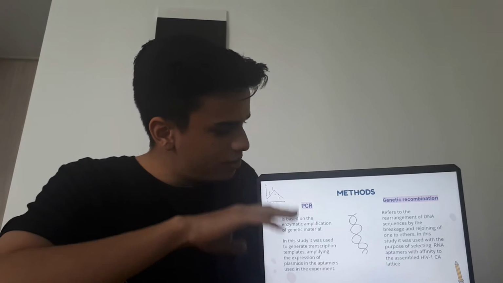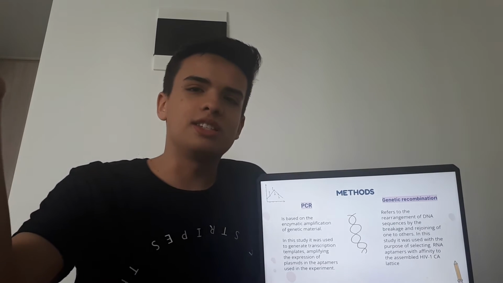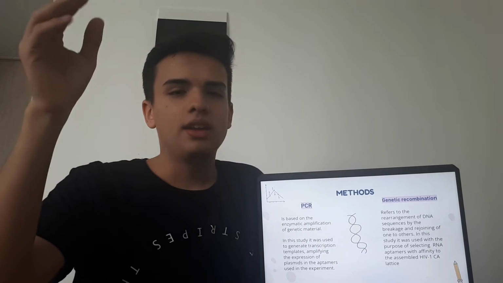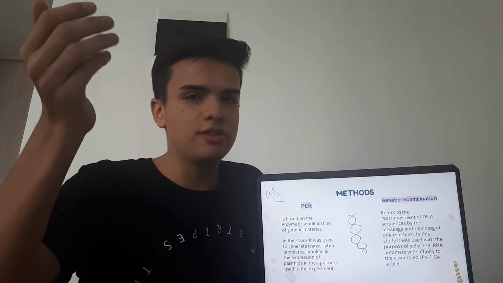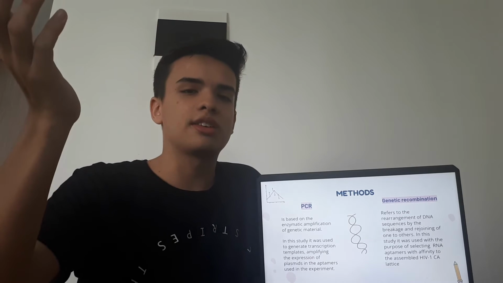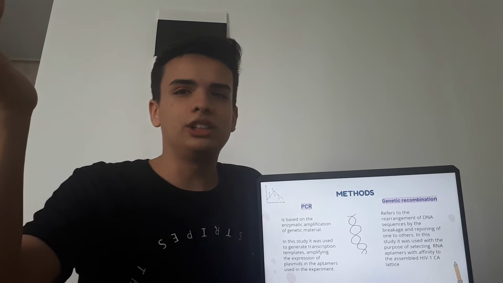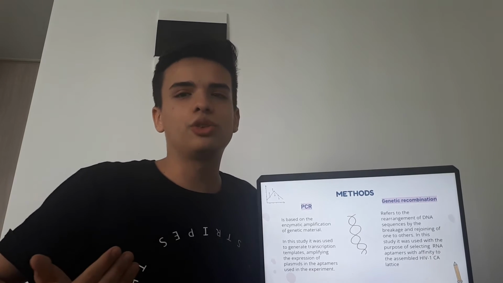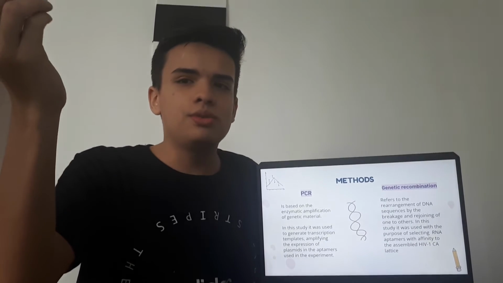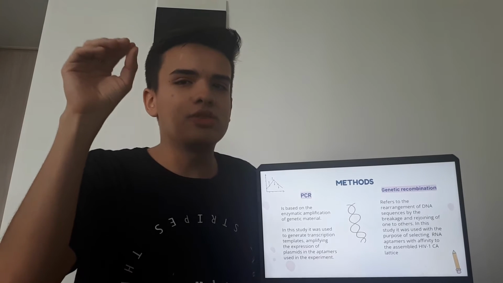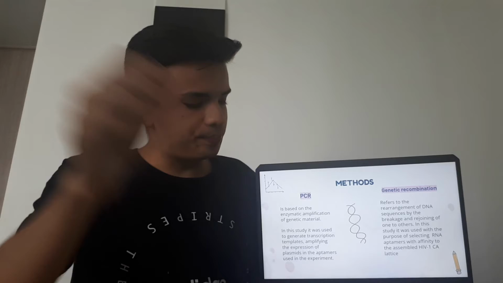And in the study we use these methods. The PCR. The PCR is based on the enzymatic amplification of genetic material. In this study, it was used to generate transcription templates amplifying the expression of plasmids in the aptamer used in the experiment. We also use genetic recombination. It refers to the rearrangement of DNA sequences by the breakage and rejoining of one to another. And in this study it was used to select RNA aptamers with affinity to the assembled HIV-1 CA lattice.